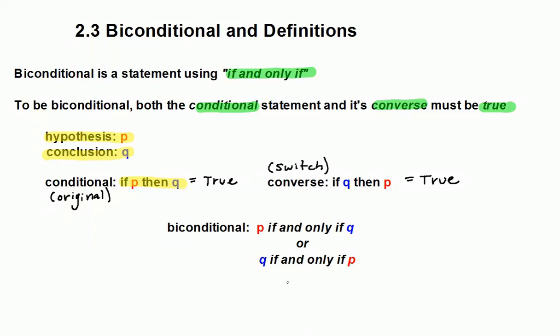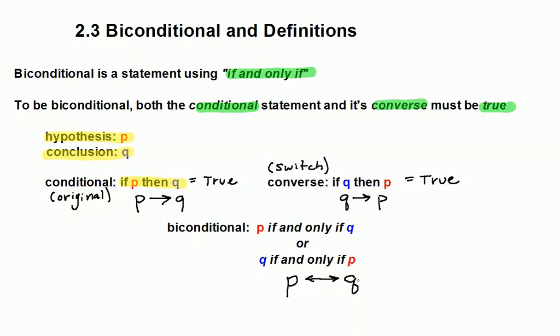The symbol for this is P, then an arrow that points both ways, then Q. So P if and only if Q. That would be the symbol. Now for the conditional, that was P, an arrow pointing to the right, followed by Q. The converse was Q, followed by an arrow to the right, followed by P, because you switch the letters. So that's the symbolism for biconditional. You have two arrows.